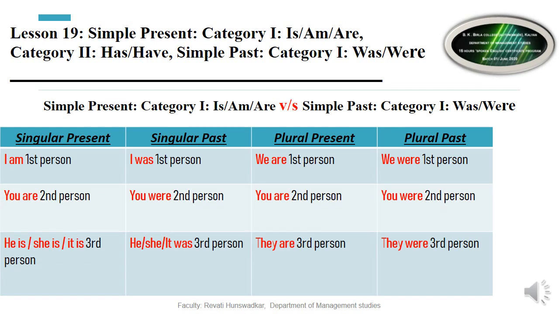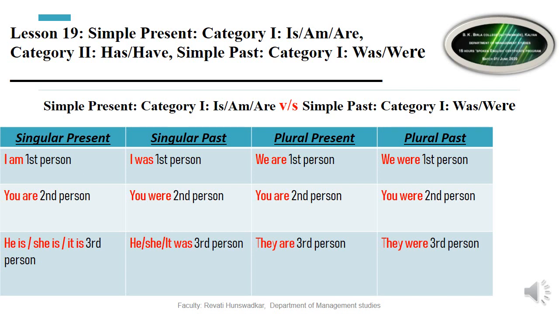So here is the last slide of lesson number 19. Simple present category 1: is, am, are versus simple past: was and were. Singular present, singular past, plural present, and plural past. So let us take one-on-one examples. I am first person. This is my present. Now what will be the past? As I said, am can be replaced by the past form was. So I was first person.